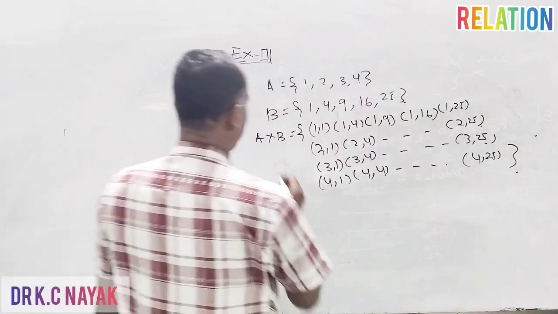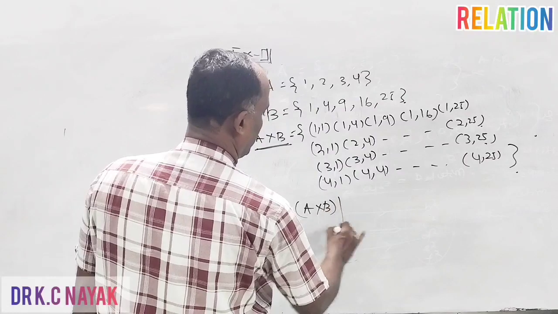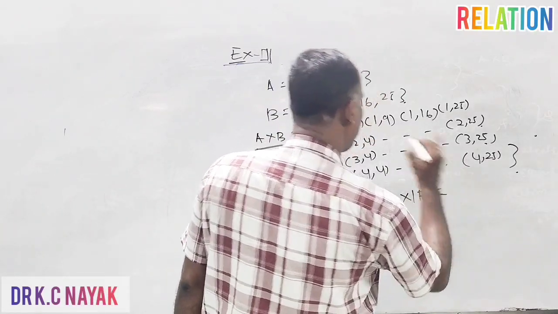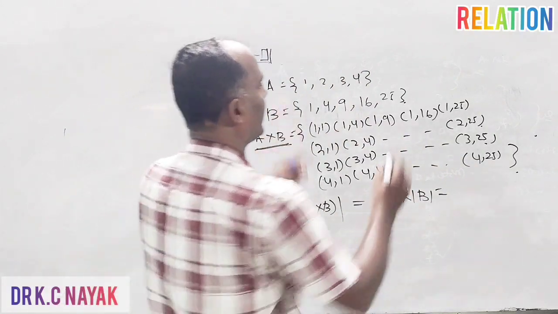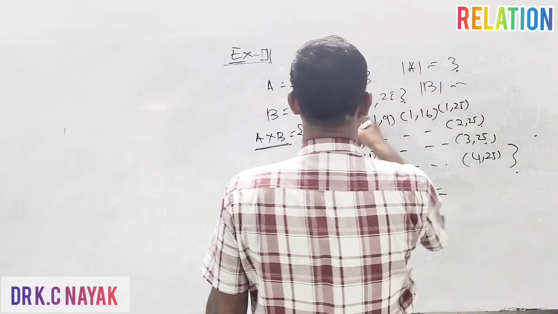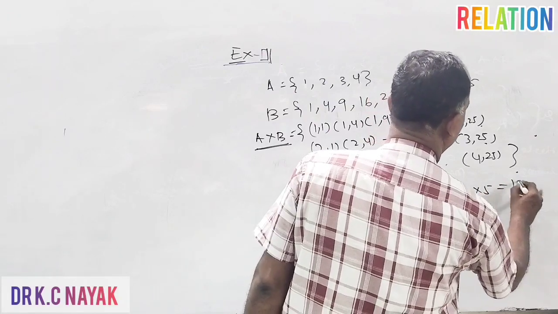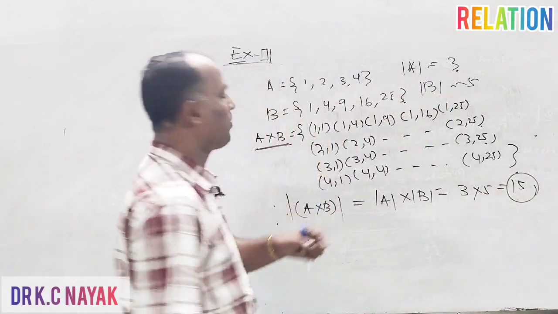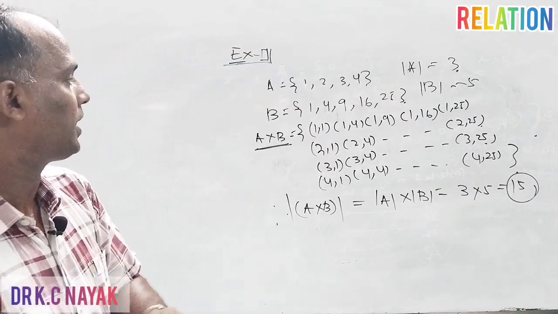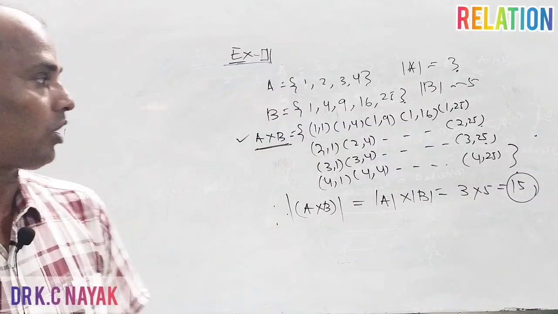That means what is the total number of elements in A cross B? That means modulus of A times modulus of B. How much is modulus of A? 3. How much is modulus of B? 5. So modulus of A cross B is 3 cross 5, which is equal to 15. Then 15 ordered pairs are developed in A cross B.